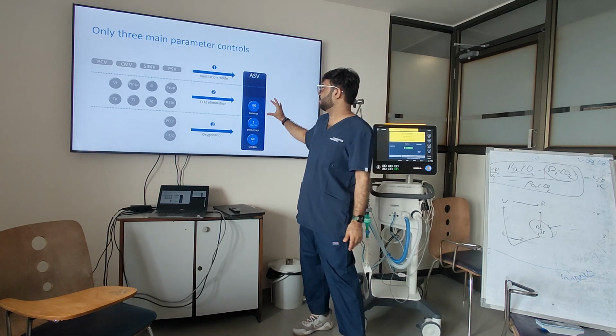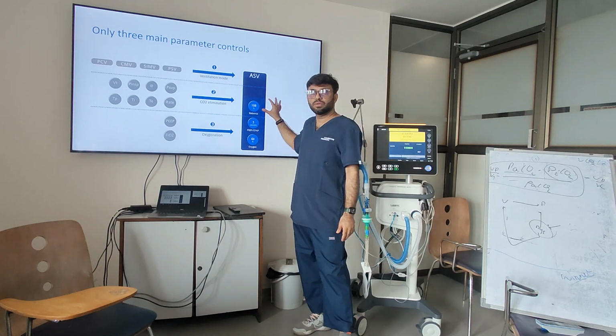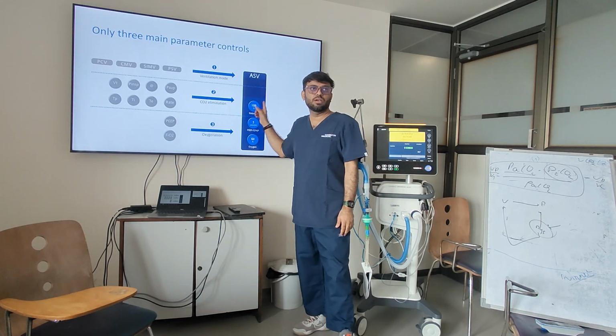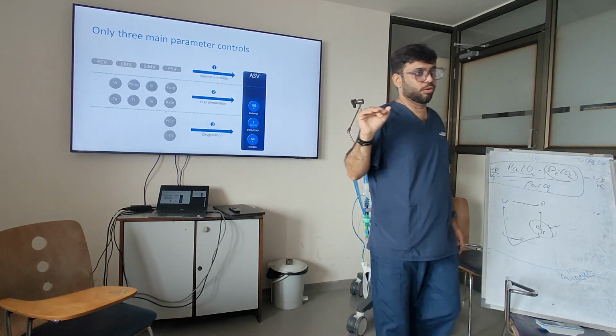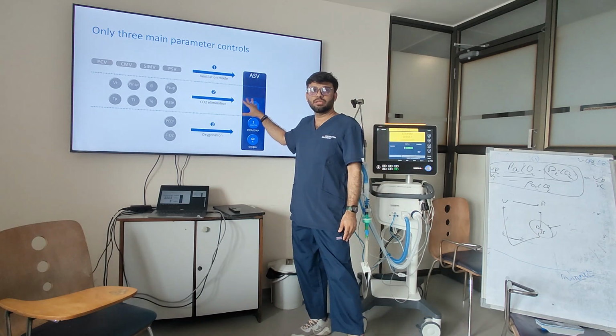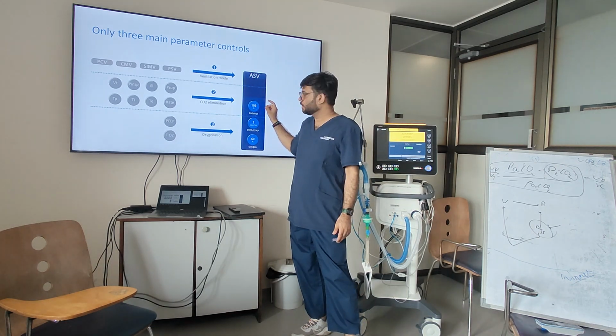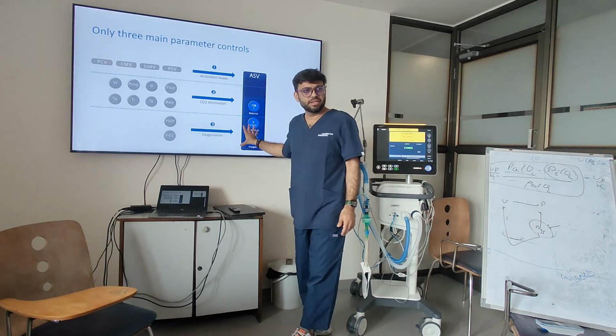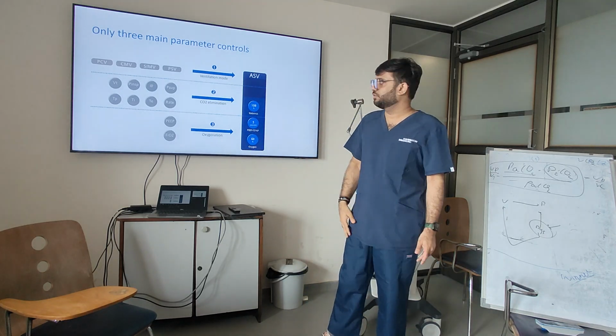But if I actually see ASV, we have only 3 settings. So the entire ventilation controller is by this one setting of percentage minute volume. So you can control your CO2 elimination by just this one parameter. And similarly, your PEEP and FiO2 remain the same, like in other conventional modes.